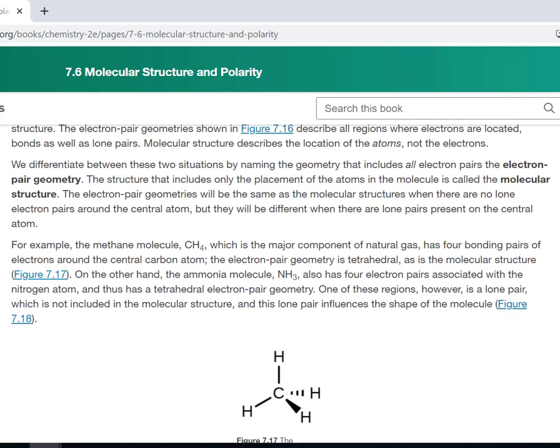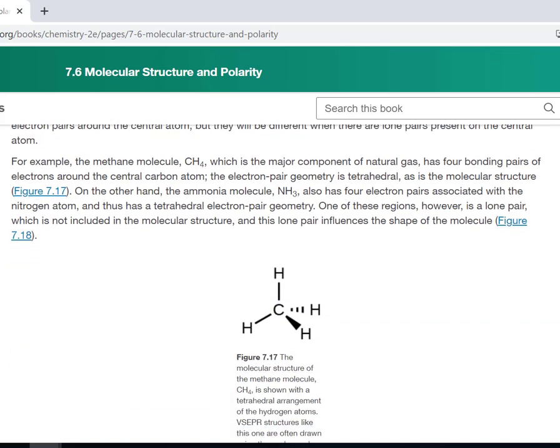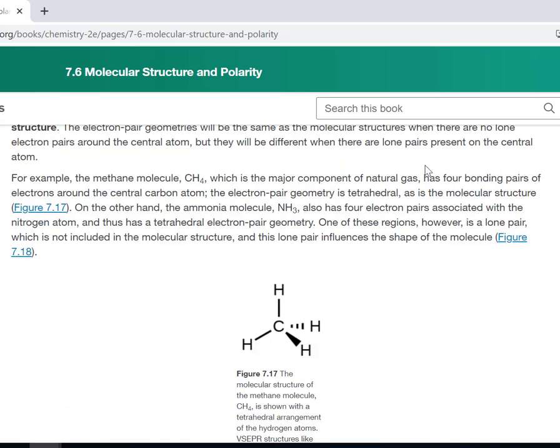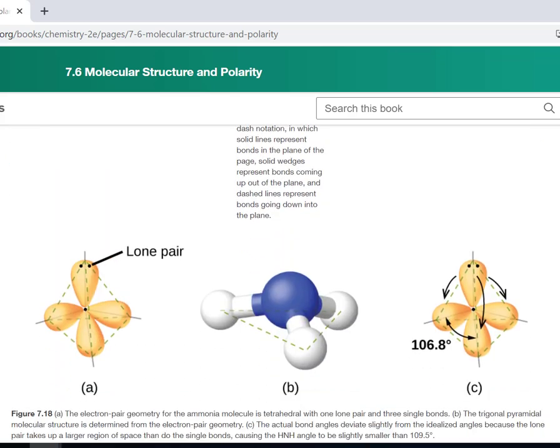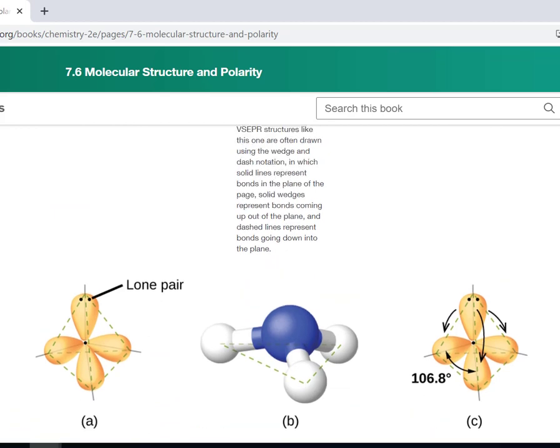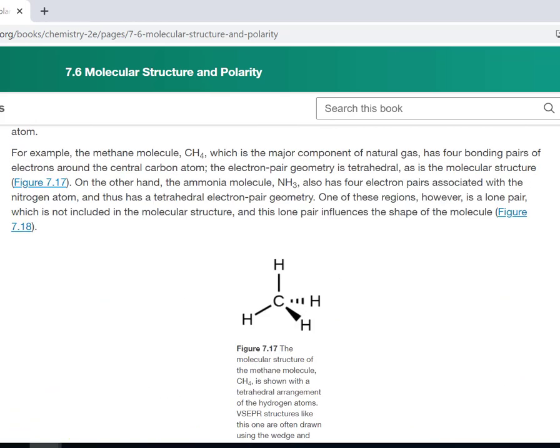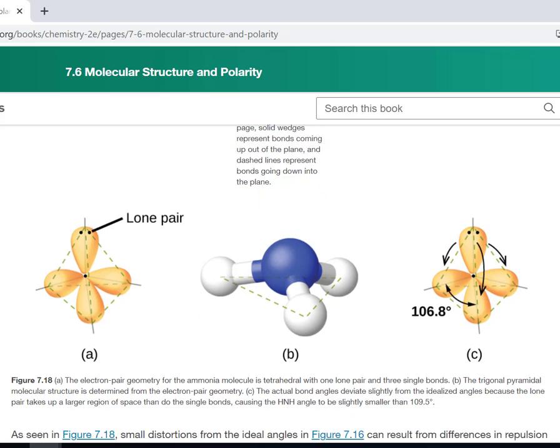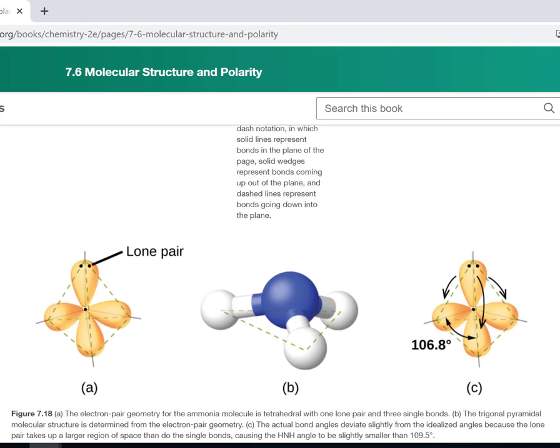So let's look at some examples of this. So here we're showing a tetrahedral methane molecule, again using the line dash formation. So the shape of this is basically tetrahedral. However, we have another molecule we're showing here, which is NH3. And it turns out that for NH3, it also has the same tetrahedral kind of shape that the CH4 does.